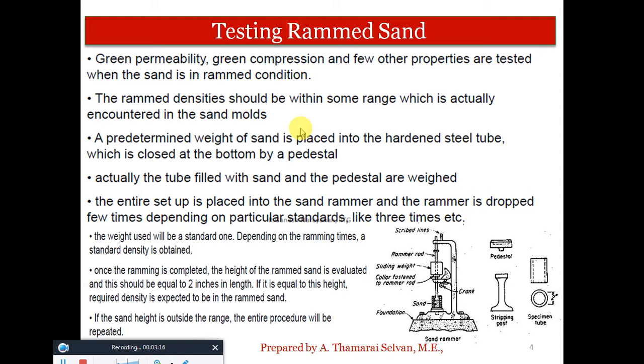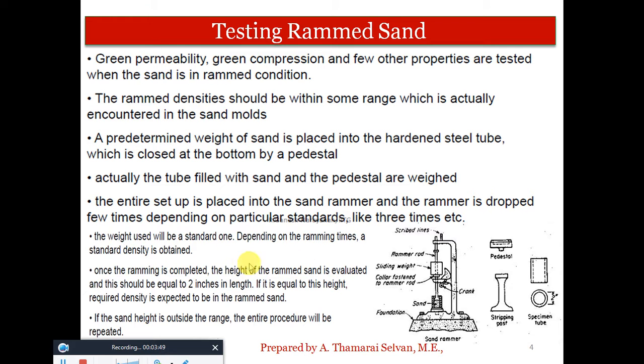A predetermined weight of the sand is placed into the hardened steel tube which is closed at the bottom by a pedestal. Actually the tube filled with the sand and the pedestal are weighed initially. The entire setup is placed into the sand rammer, and the rammer is dropped a few times depending on the particular sands, like 3 times, etc. So depending upon the nature of the sand, the number of times the ram falls is to be determined. So the weight used will be a standard one. Depending on the ramming time, the standard density is obtained.